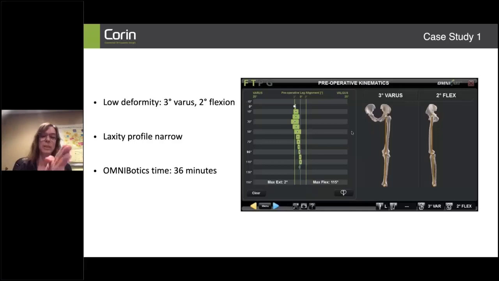Now, this curve is nice because at the very end, you will see your postoperative alignment, and you can put them side by side to compare. Patients really like this, and a lot of patients will request to have this data loaded into the computer during their postoperative visit such that they can take a look at it.